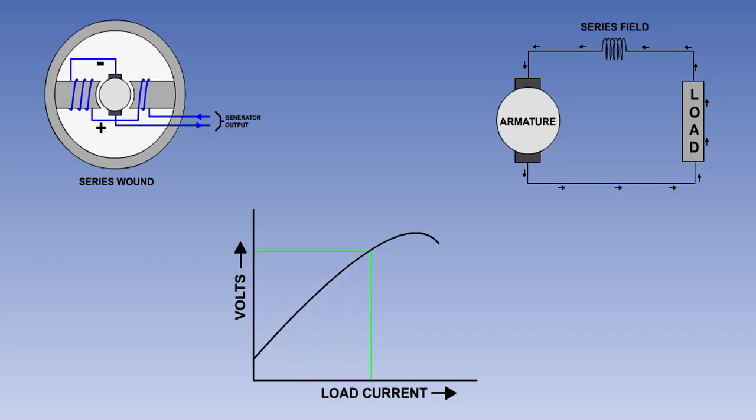A point is reached where any further increase in load current does not result in greater voltage, because the magnetic field has reached the point where no more magnetic lines of force can be absorbed by the pole pieces. This is known as the field saturation point. The output or terminal voltage of a series wound generator, then, varies with the applied load. Aircraft systems require a reasonably constant voltage, so the series wound generator cannot be used.